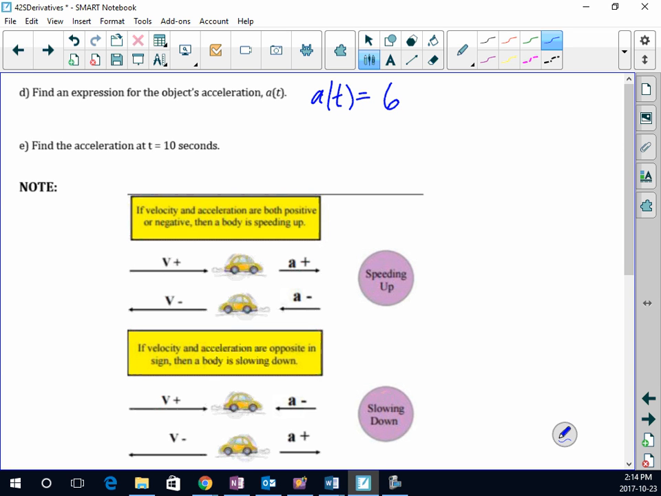If there's no function for acceleration, that means it is? No, it's always 6, right? It's a constant. So what would the acceleration be at t equals 10 seconds then? It's going to be 6, right? Does anybody know what the units are for acceleration? Yes, it's meters per second squared.